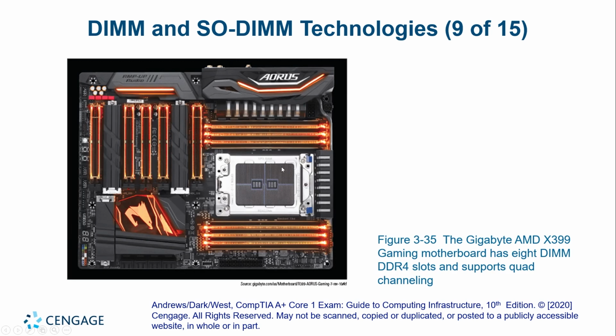So basically this is an AMD motherboard. It has 8 slots and supports quad channeling. So you've got 1, 2, 3, 4, 5, 6, 7, 8. And each of these that are lit up has a RAM chip in it. And basically this motherboard has a lot of LED lights on it, so it is what it is. But you could install 2 more RAM packages here if you wanted to.